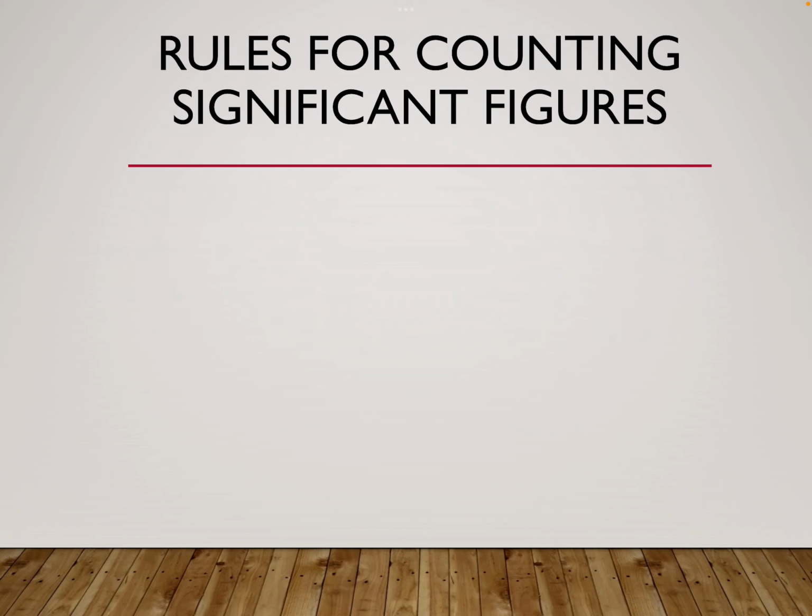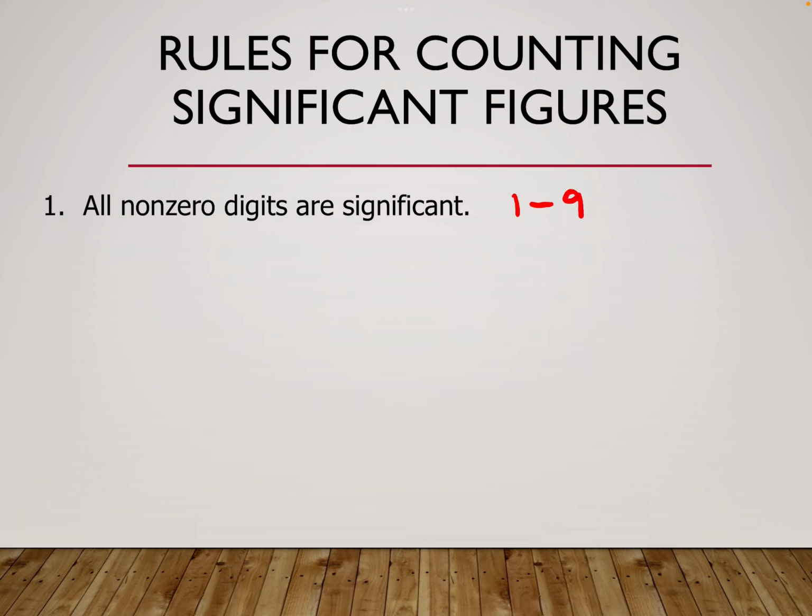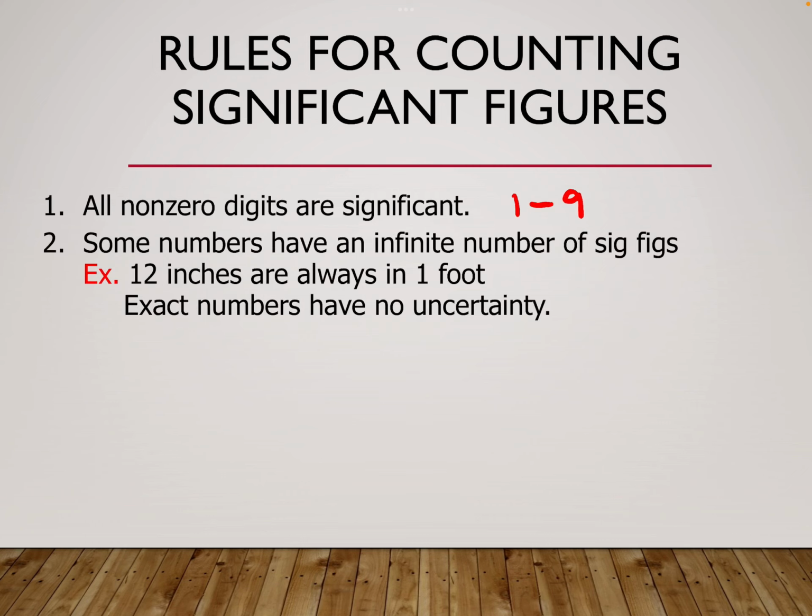Here we go. Here's our rules for counting significant figures. Any non-zero digits are significant. So those are all the numbers 1 through 9. Those are always significant. It's just the zeros that sometimes are and sometimes aren't. Like I said before, though, some numbers have an infinite number of significant figures. And you'll hear me say sig figs because it's shorter. So if we have 3 cats, right? Those are the ones that have an infinite number of significant figures.